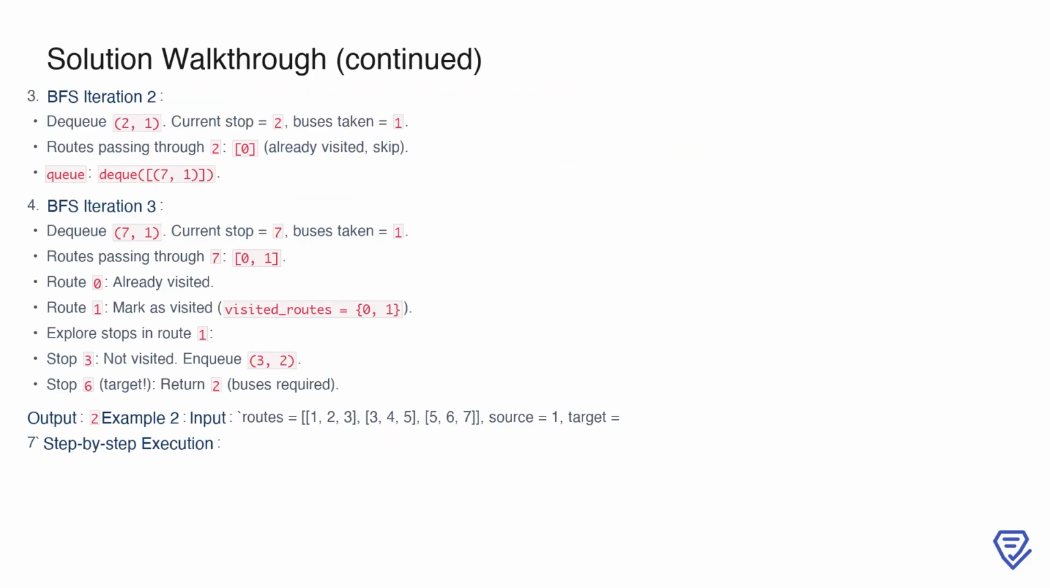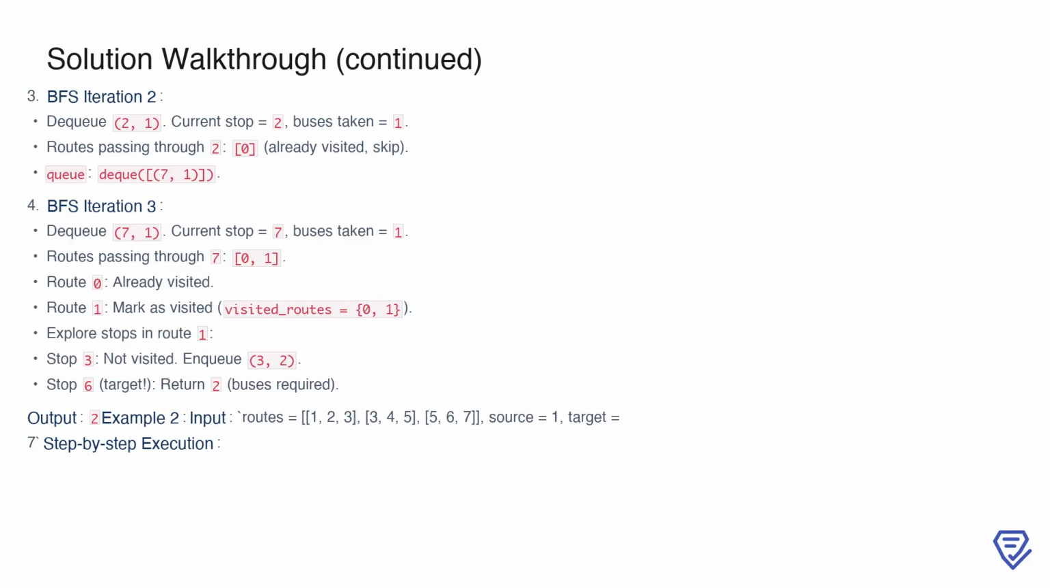In the second BFS iteration, we process stop 2, where one bus has been taken to reach it. The only route passing through stop 2 is route 0, which has already been visited, so there's nothing more to do here, and we move on. Next, we dequeue stop 7, which was also reached using one bus. Stop 7 is part of two routes, route 0, which is already visited, and route 1, which is unvisited.